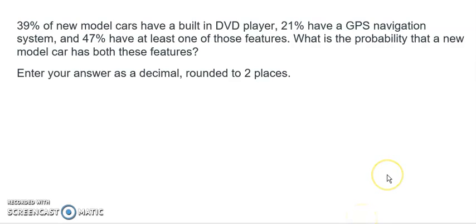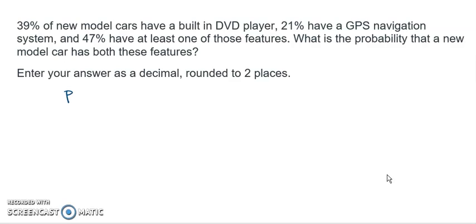All right, on to question 3 over here. Same question as before. We have 39% of the cars have a built-in DVD, 21% have a GPS, 47% have at least one of those features. So in the last question, we answered the notation over here. Now we're actually going to find the probability that a car has both of these features over here.